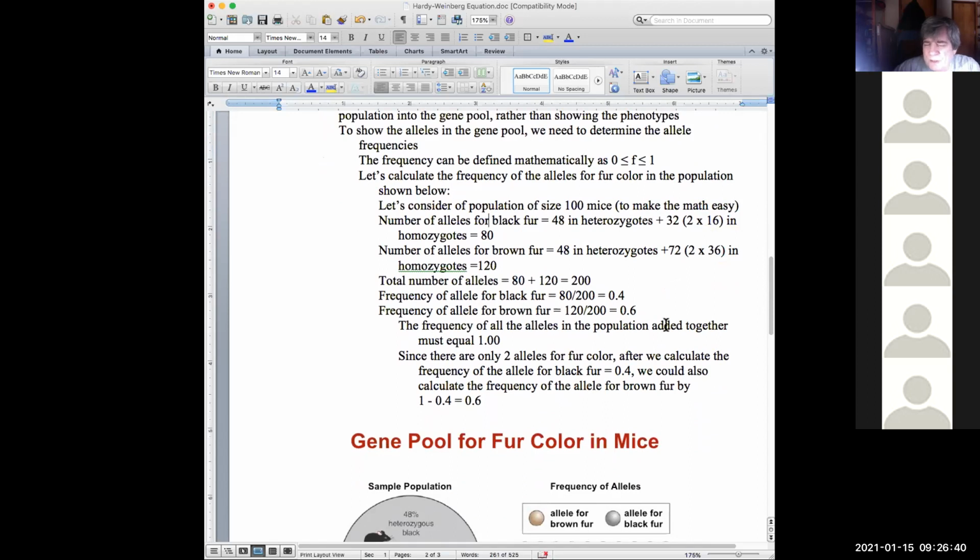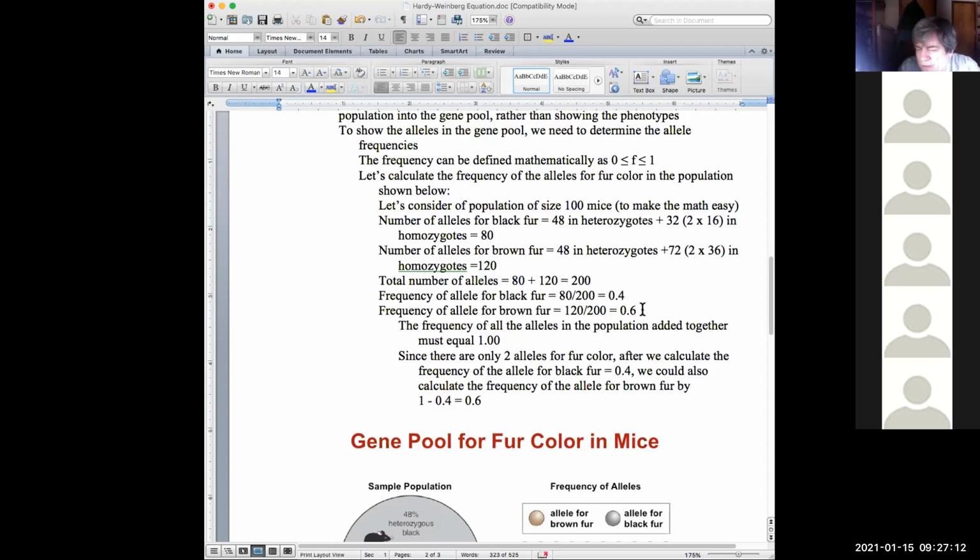So what's the frequency of the allele for black fur? Well, we can take 80, the total alleles for black fur, and we can divide by 200, the total alleles. And if we do that, we get 0.4. What's the frequency of the alleles for brown fur? Well, we can take the total alleles for brown fur, the 120 that we calculated up here, and we can divide by the grand total, 200, and we get 0.6.